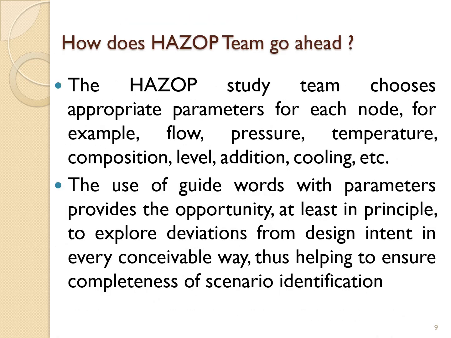So the Hazop team, how do they go ahead? The Hazop study team chooses appropriate parameters for each node. For example, flow, pressure, temperature, composition, level, addition, cooling, etc. The use of the guide words with parameters provides the opportunity, at least in principle, to explore deviations from design intent in every conceivable way, thus helping to ensure completeness of the scenario identification.